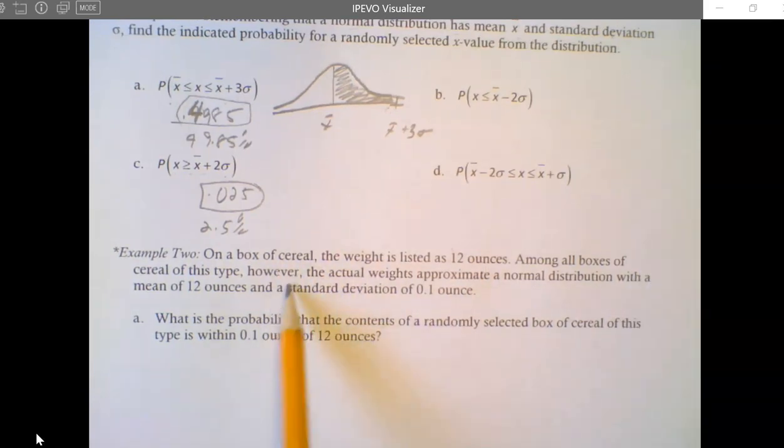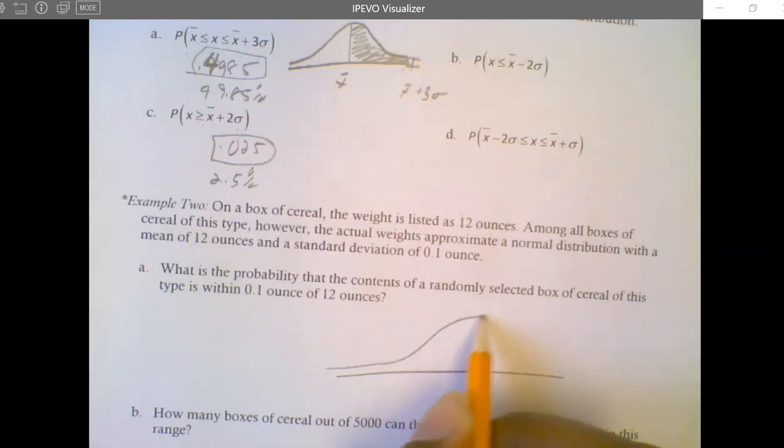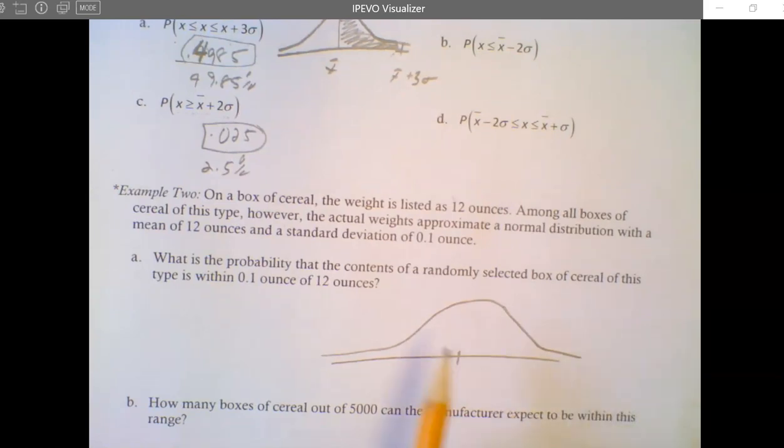Example 2 says, on a box of cereal, the weight is listed as 12 ounces. Among all the boxes of cereal of this type, however, the actual weights approximate a normal distribution with a mean of 12 ounces and a standard deviation of 0.1 ounces. So before we can begin, we have to draw that picture. And that picture would look like this. So the mean is supposed to be 12 ounces. So we put 12 as the middle.